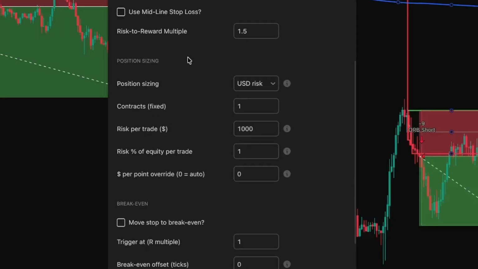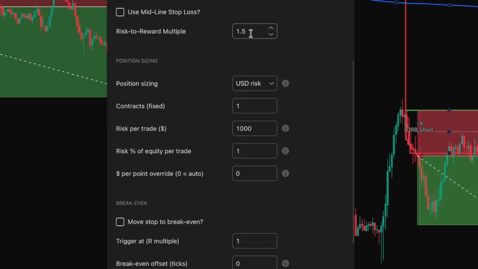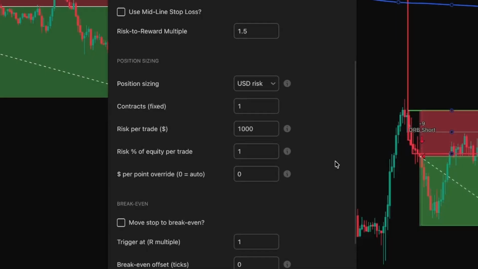I also have the risk multiplier. Like I said in my video, I always like to do the 1.5. That's the best sweet spot that I've noticed. You can do more or less, but of course, the higher or lower you go will heavily affect your win rate. I also add the position sizing.